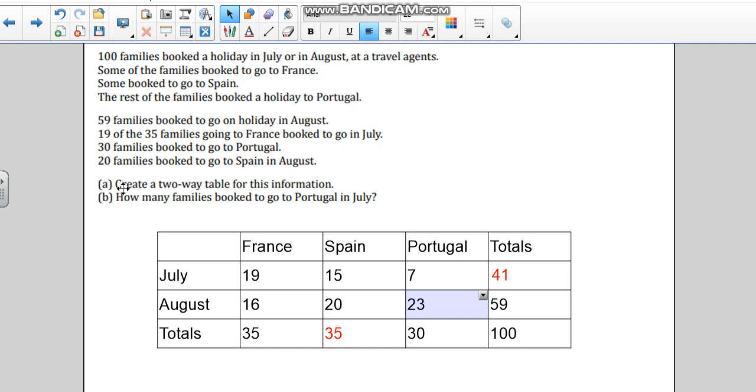Okay, now come back to the question. So it said create a two-way table, we've done that. How many families booked to go to Portugal in July? So there's the answer, 7.